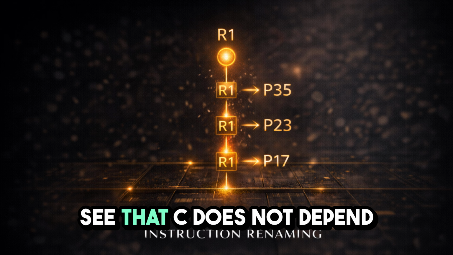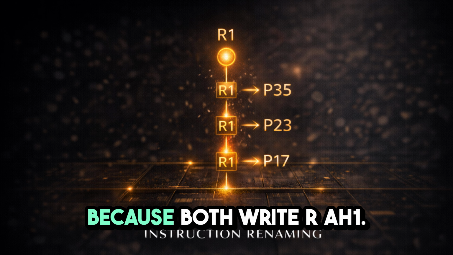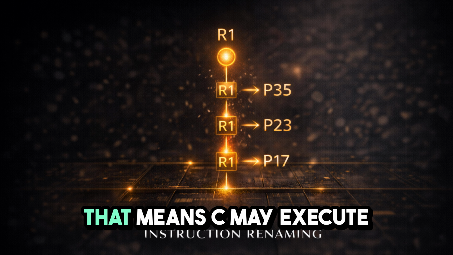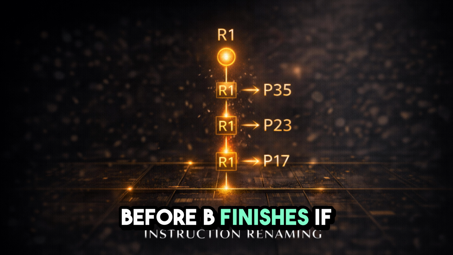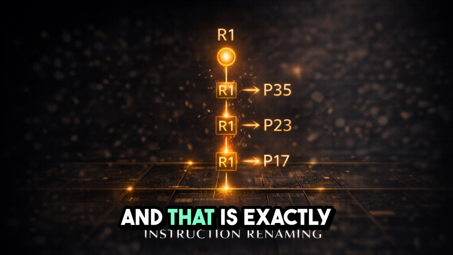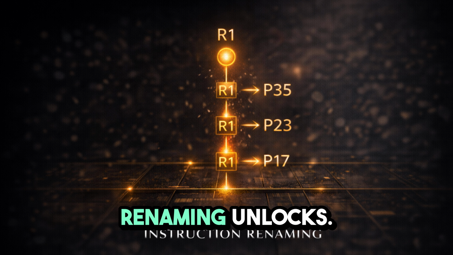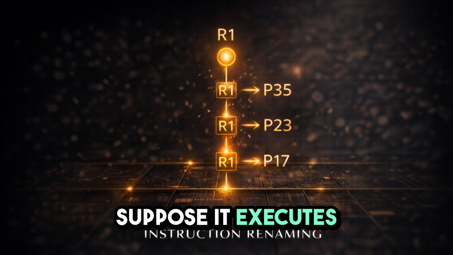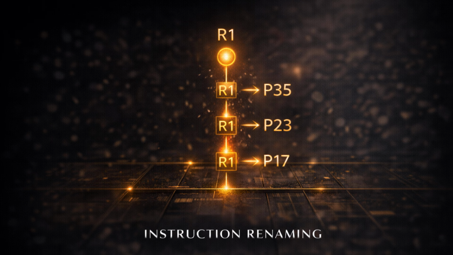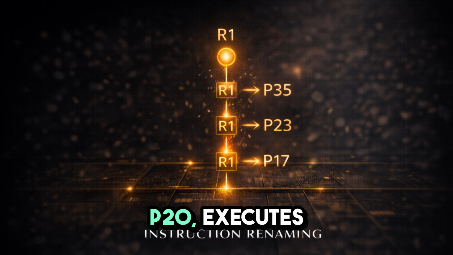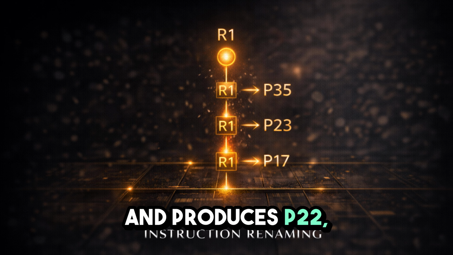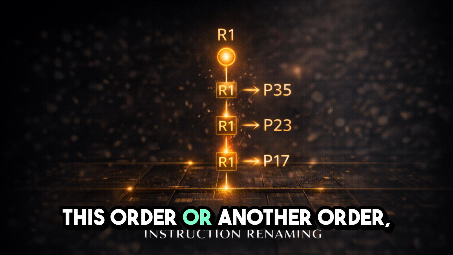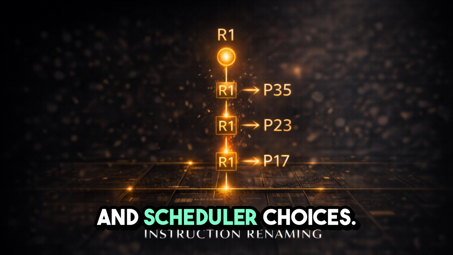The machine can now see that C does not depend on A's result just because both write R1. It only depends on R6 and R2. That means C may execute before B finishes if its operands are ready. And that is exactly the kind of parallelism renaming unlocks. Now let's think about retirement for this sequence. Suppose A executes and produces P20. Then B executes and produces P21, C executes and produces P22, D executes and produces P23. Execution may happen in this order or another order, depending on readiness and scheduler choices.